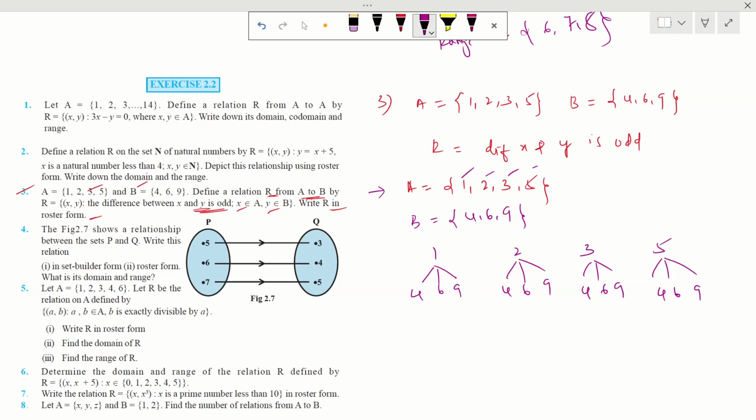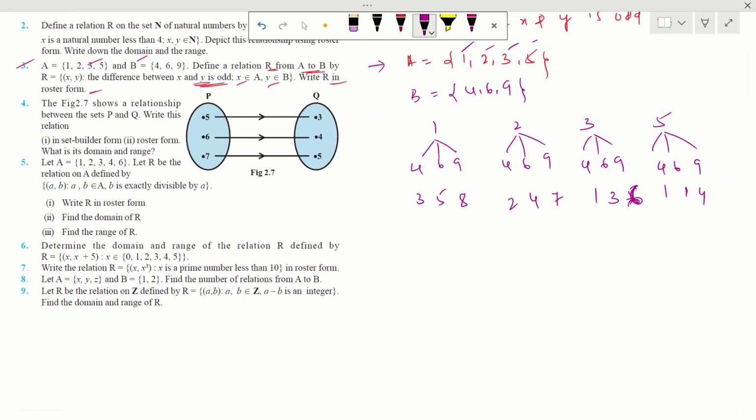So 1 and 4, what is the difference? 3. 6 and 1, the difference is 5. 1 and 9, the difference is 8. 4 and 2, the difference is 2. 2 and 6, 4. 9 and 2, 7. For 3 the differences are 1, 3, and 9, 3 is 6. For 5, 6 and 5 is 1, 9 and 5 is 4.